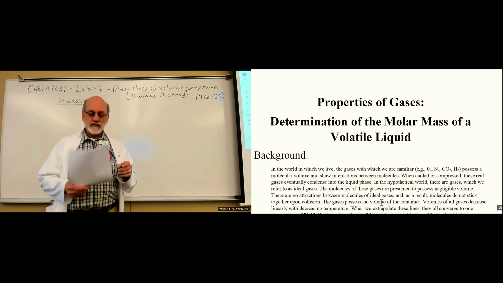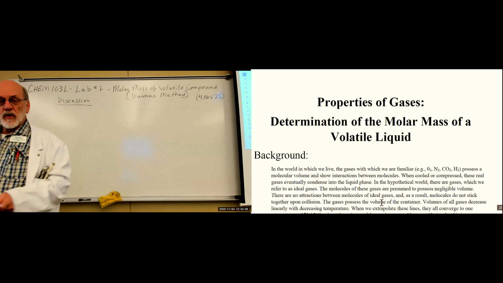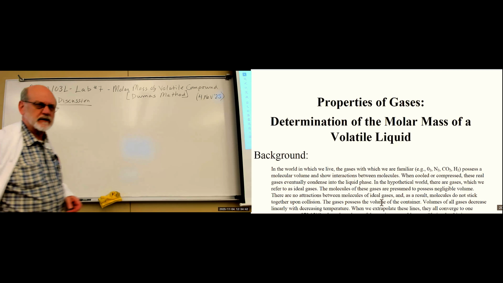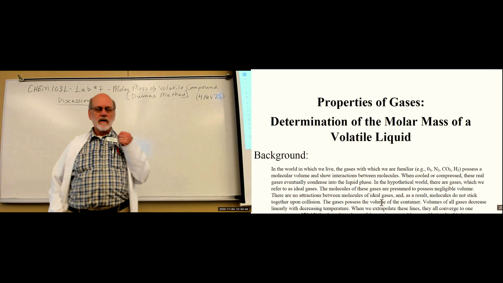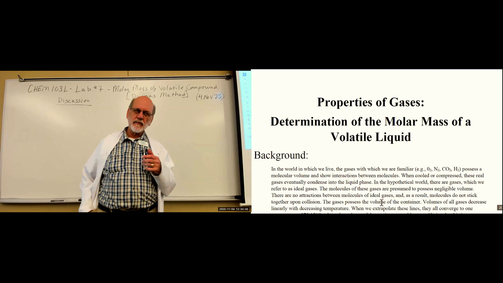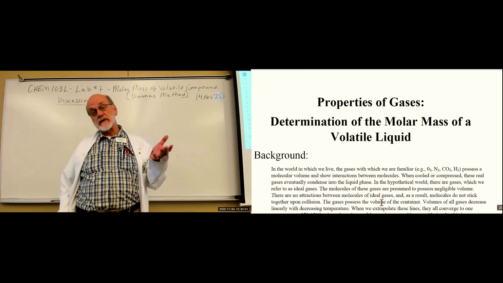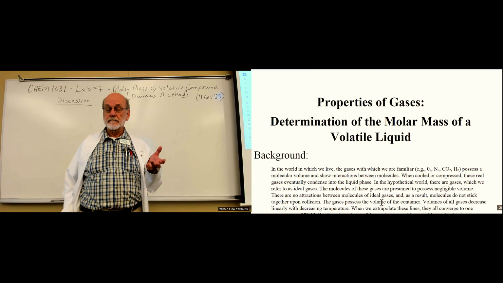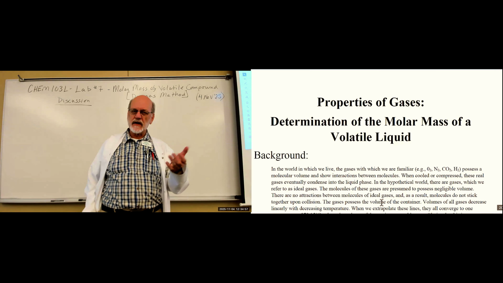So this one, we're going to determine the molar mass of a compound, particularly liquids, that are volatile. They have to be volatile. In other words, their boiling point should be, for our purposes, close to the boiling point of water. So we can get them into the gas phase.